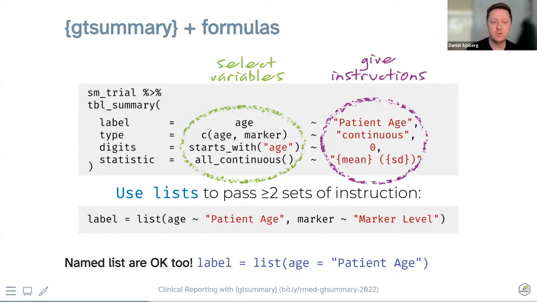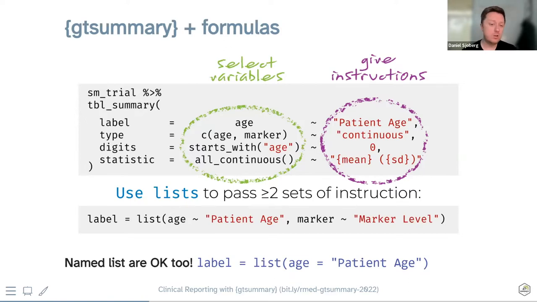So in this example here, I'm saying age, bare age. And I'm just going to select that variable age. And I'm saying for the label, I want to make it patient age instead of the default. And just like in dplyr and tidy select, you can put those raw or bare column names in a vector c. So that's what we're seeing here for the type, age, and marker. We want both of those to be summarized continuously.